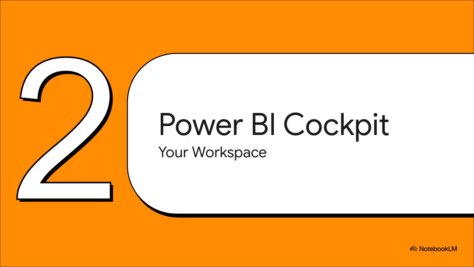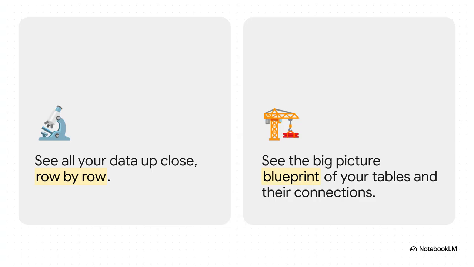All right. Now let's get our bearings and take a look at the workspace where all this magic happens. You can think of this as the cockpit of your data modeling airplane. You're going to be spending most of your time in two main places. Over on the left, you've got the data view. This is your microscope. You can see every single row, every cell. It's perfect for getting into the nitty-gritty. Then on the right, you have the model view. This is more like the 30,000-foot view. It shows you the whole blueprint, how all your tables are laid out and connected to each other.